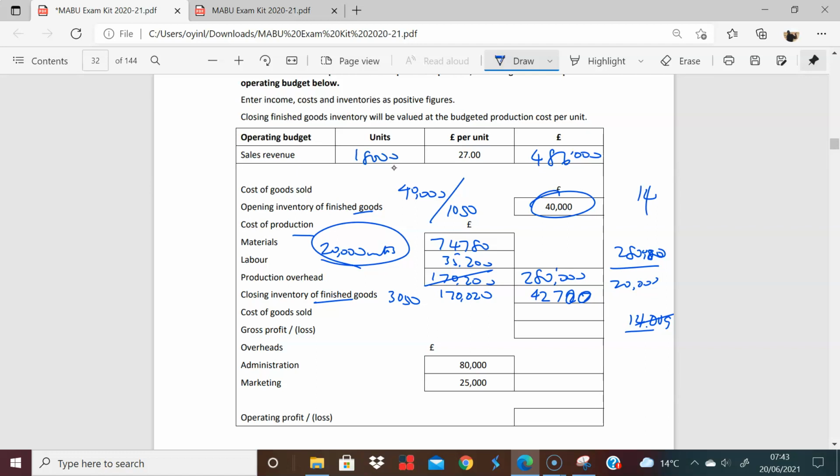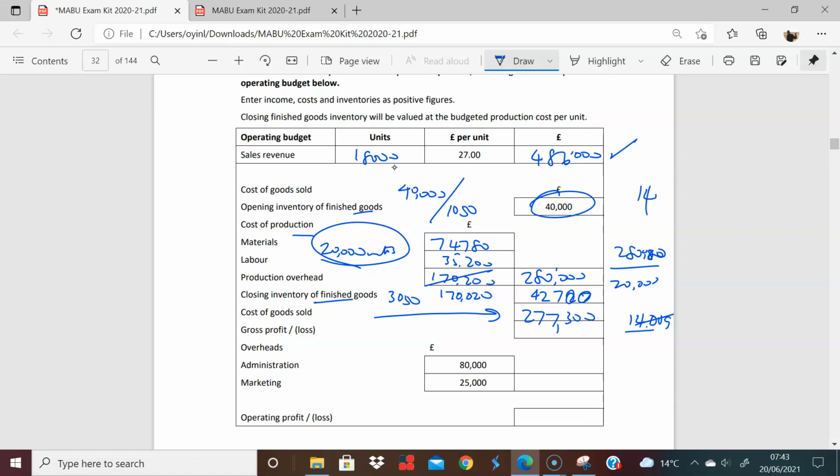So what we now have is this situation. We can now find the cost of goods sold. So that's the 40,000 plus 280,000 minus the 42,700, which is 277,300. Right, that's what you have. So you now have your cost of goods sold. You have your sales revenue. You can now subtract the two, if you like.